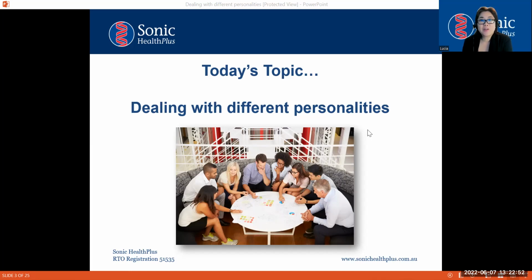Now, it is important as managers that we are able to adapt our communication style to different people. And we all know that people have different personalities, different approaches to communication, and different preferences. Today, we're going to use the DISC tool to first identify the different personality types that we may have within our teams and understand what their preferred communication style is.